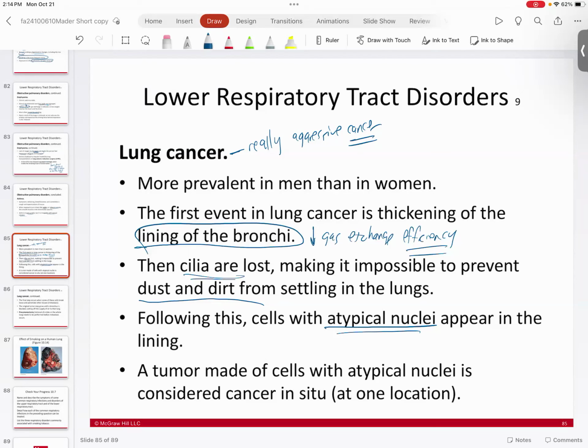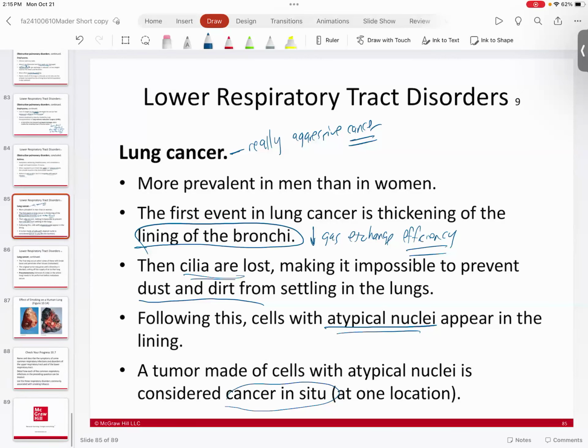And then what happens is, as these atypical cells begin to populate, they'll start to create tumors. And those tumors can be in a single location, which is called in situ, or at the site. That's a Latin term for at the site.